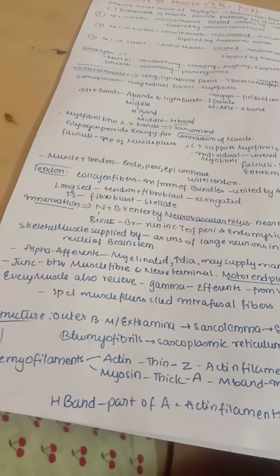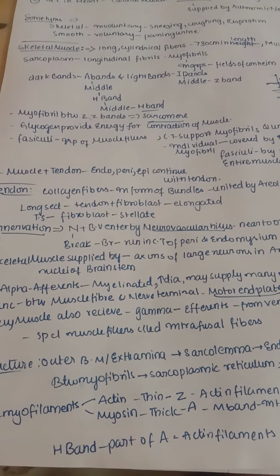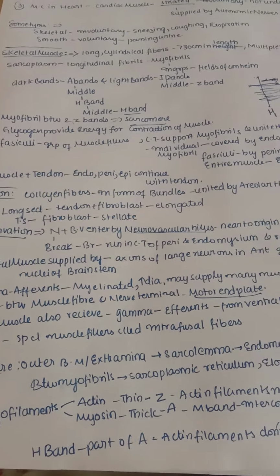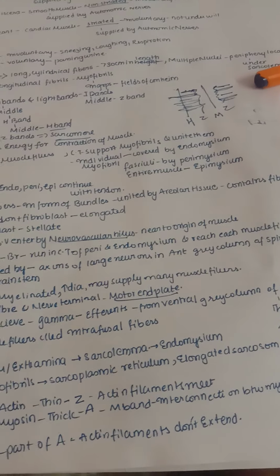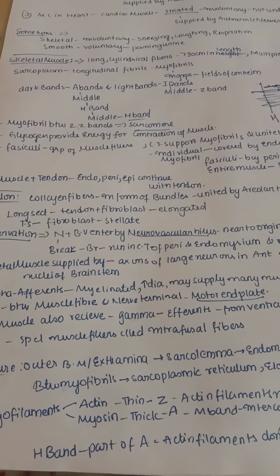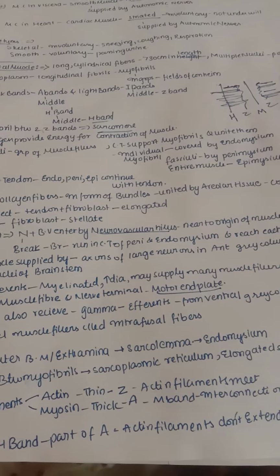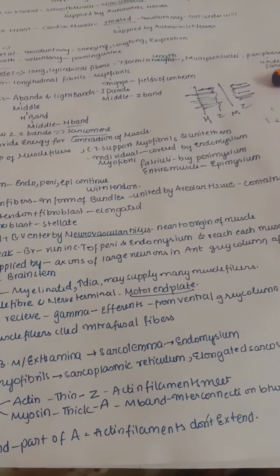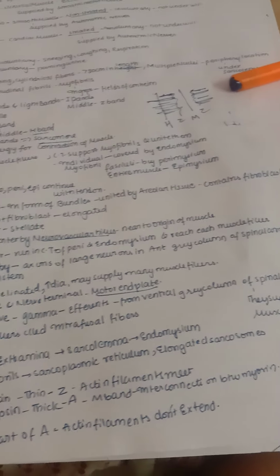So innervation. How are the skeletal muscles innervated? Mainly they are innervated by nerves, and blood vessels enter by the neurovascular hilum near the origin of the muscle. So the nerve breaks and forms branches, and they run into the connective tissue of both the perimysium and endomysium and reach each muscle fiber.